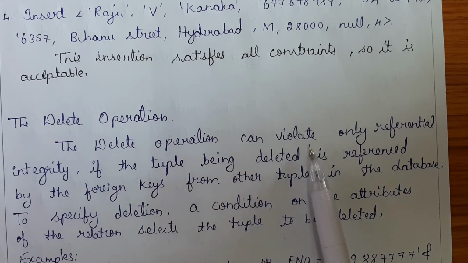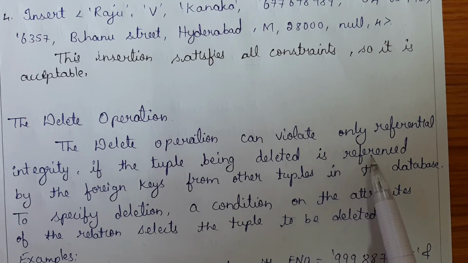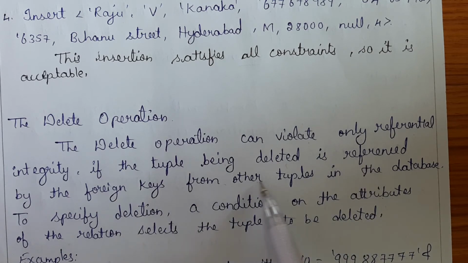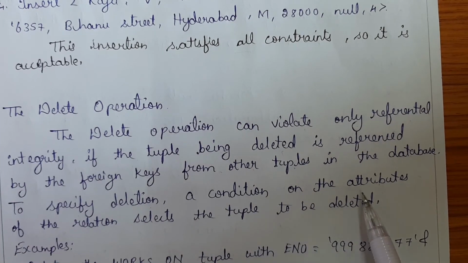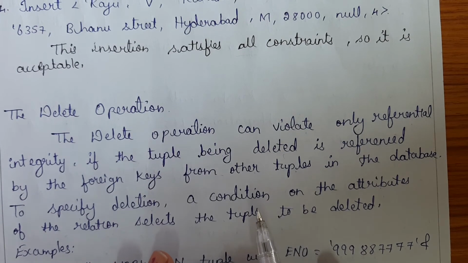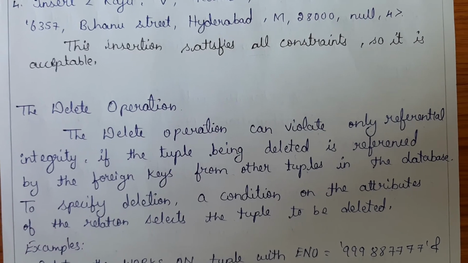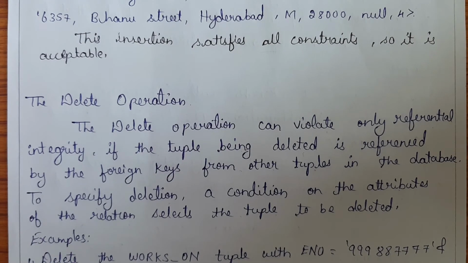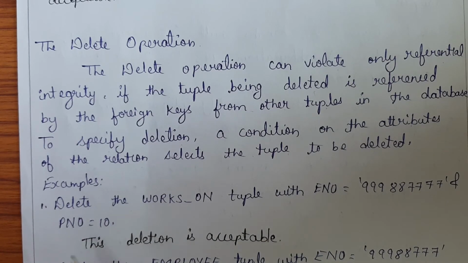A delete operation can violate only referential integrity if the tuple being deleted is referenced by the foreign key from other tuples in the database. To specify deletion, a condition on the attributes of the relation selects the tuple to be deleted. The meaning of this is, while we delete, we should be careful because sometimes we refer one table to another table. We use the foreign key, that is the referential key. So we should be careful before we delete. Okay, we'll see the examples.